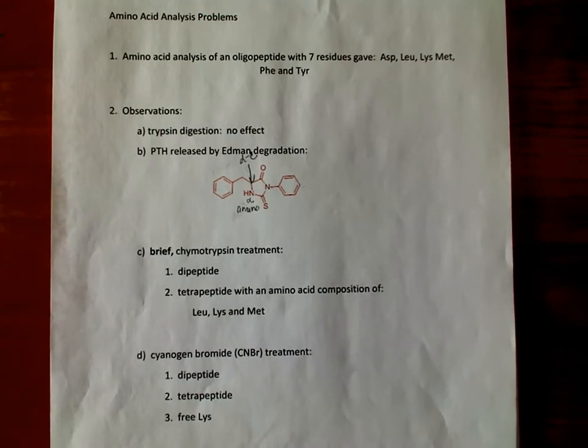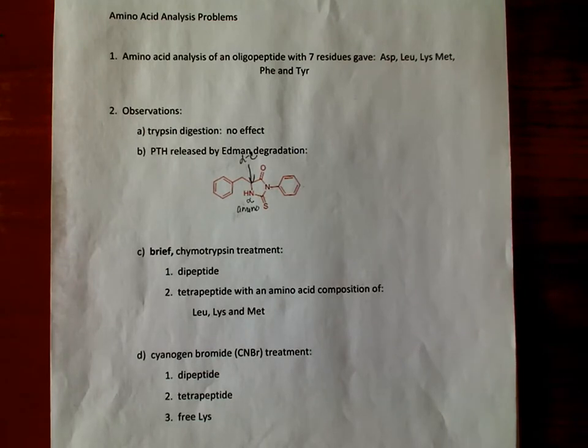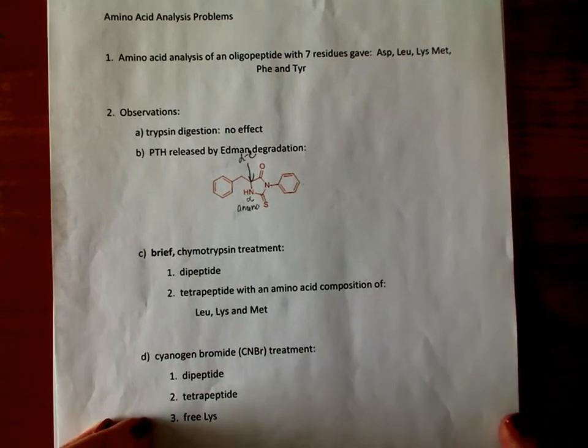So in the first one, and I'm going to switch to just plain paper to do the actual work, we're told that we have an oligopeptide with 7 residues, so 7 amino acids. And they give us the identification of those amino acids. However, there are only 6. So that tells us that at least one of them occurs twice.